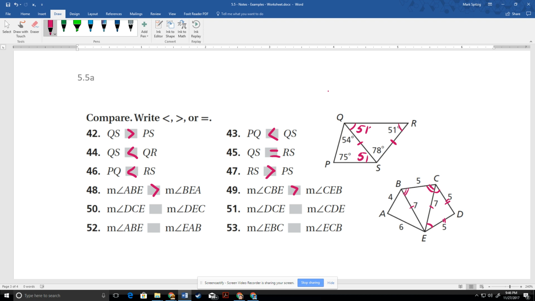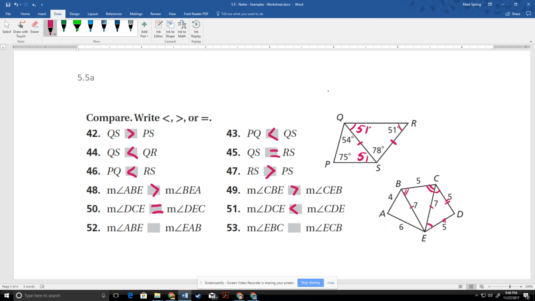DCE. DCE is opposite DEC. Actually, DCE and DEC, those are the same. We already marked them as congruent because they're base angles of an isosceles triangle. DCE, so this angle and CDE. Well, this angle is opposite 5. This one's opposite 7, so we know that angle D is going to be bigger, so this is going to be less than that one.